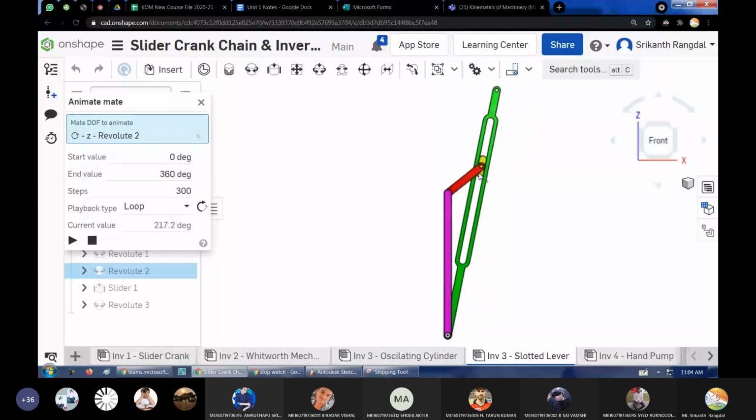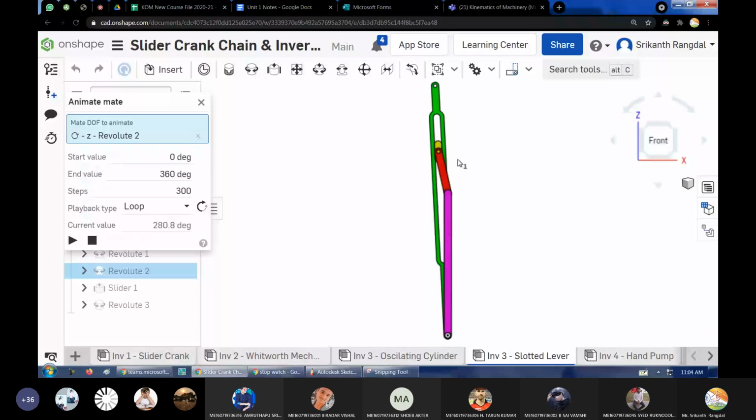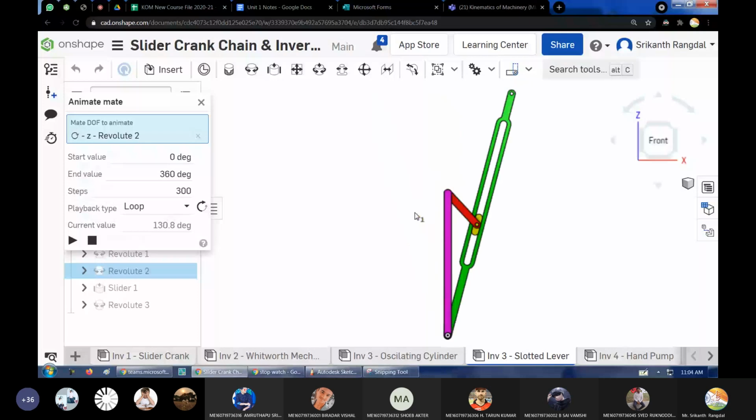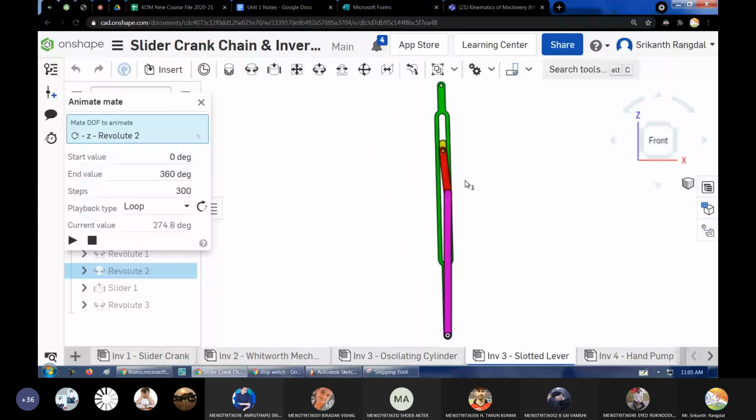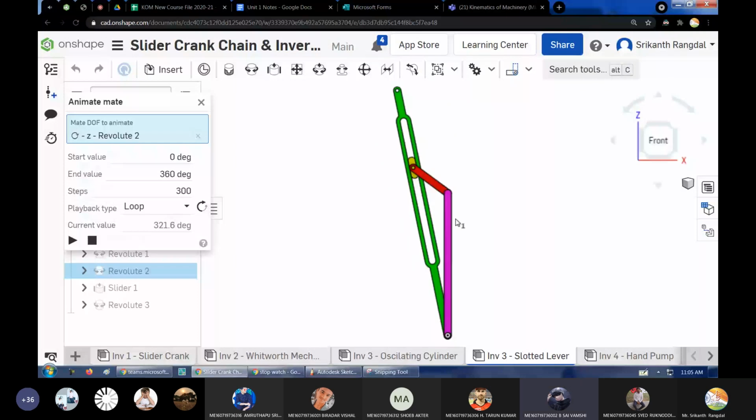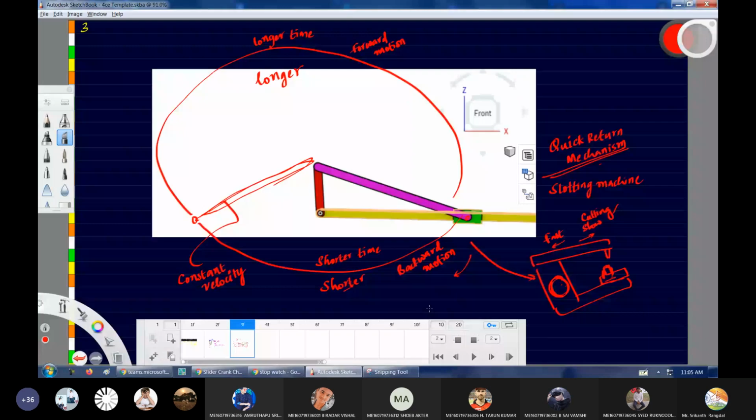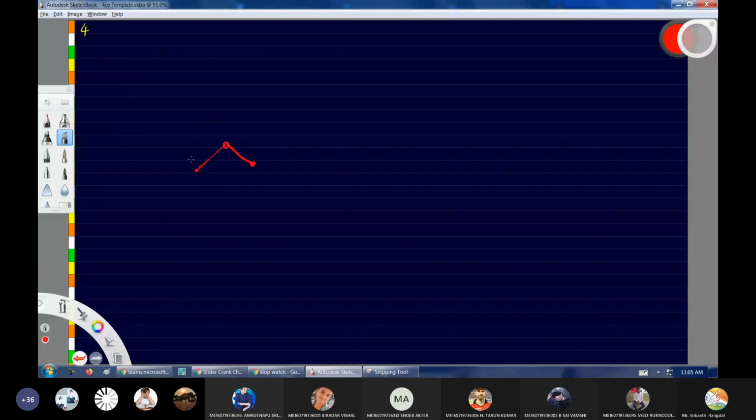So we have slightly modified the shapes of links to use this for our own benefit, but the overall linkage is the same. And once again you will see that it will work as a quick return mechanism. Let me show you here. Let us say this is the small link. These are the extreme positions. We get extreme positions when we take them perpendicular.